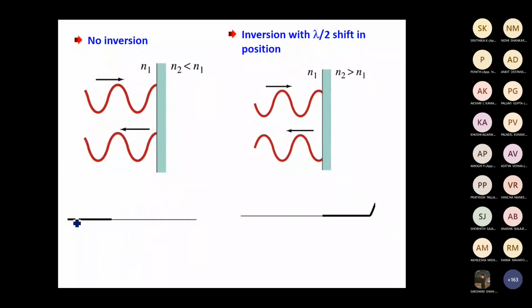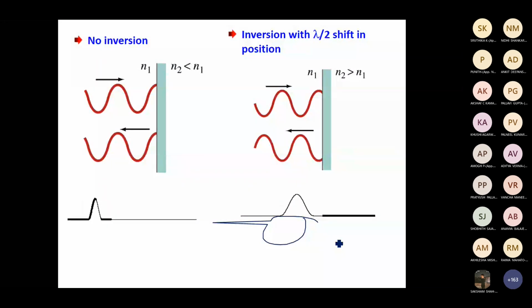Now you have a thinner thread and a thicker thread joined, and a pulse is set up. Observe the inverted pulse. You will see that it is undergoing an inversion. That is, whenever an electromagnetic wave travels from a medium of lower index of refraction towards a medium of higher index of refraction, it undergoes a phase shift of 180 degrees, or a path difference of lambda by 2.